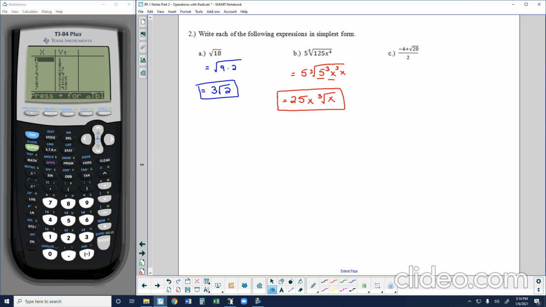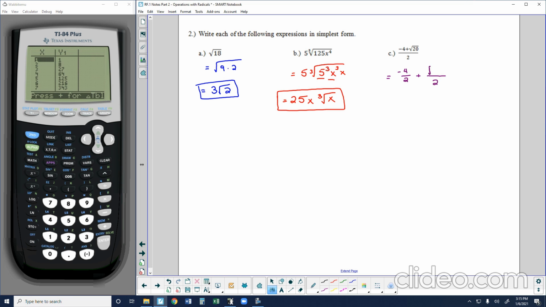Now C gets a little bit more complicated. In C, we actually have to deal with a fraction here. So what you can do is you notice that in the numerator the fraction is being added. The way that it's listed right now, we can't add these two together because they're not like terms. One has a square root, one does not. So what I'm going to go ahead and do is split this into two fractions. So negative 4 over 2, which will simplify it a little bit, and square root 20 over 2.